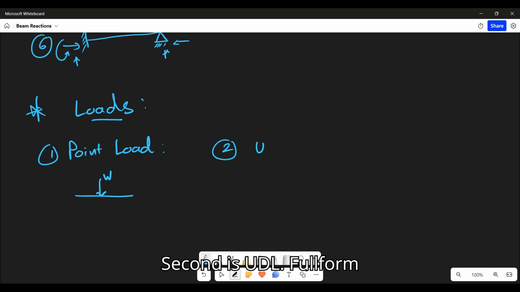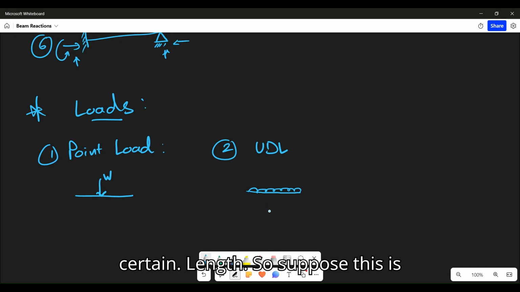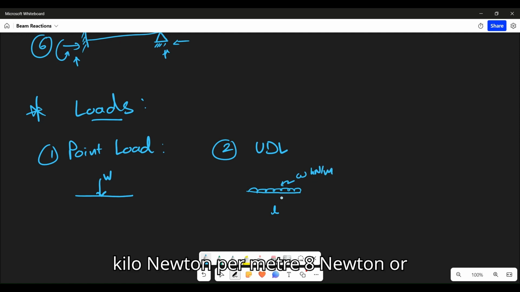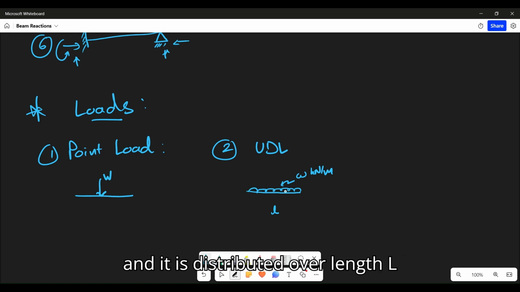Second is UDL. Full form is uniformly distributed load. Now, as the name suggests, it is uniformly distributed over a certain length. So, suppose this is length L, then this load is W kilonewton per meter. Newton or kilonewton per meter. That means W is the intensity of load and it is distributed over length L.